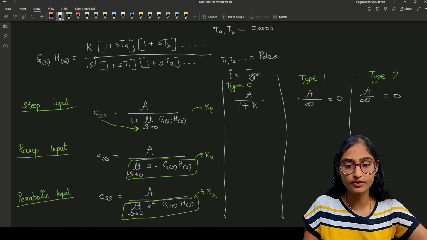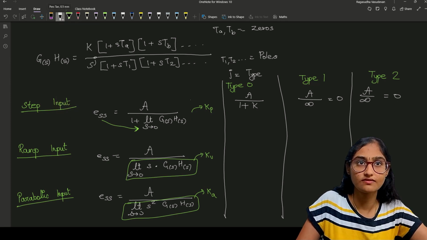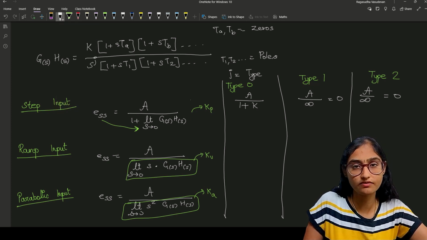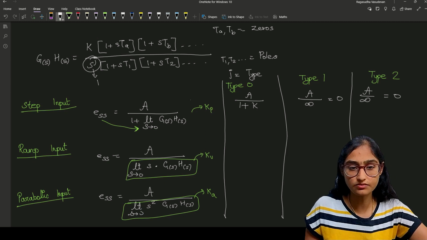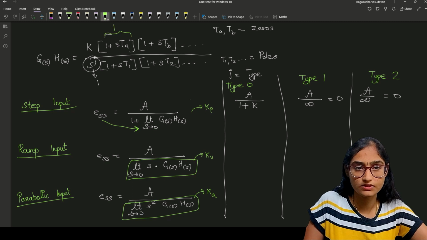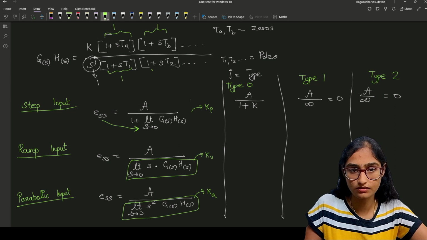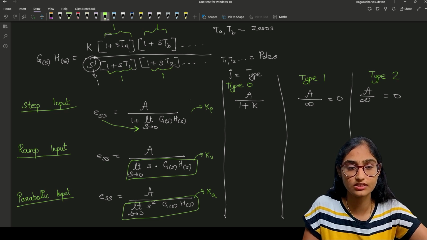For a ramp input, let us consider a type 0 system. For a type 0 system, the value of j is 0 and hence s power 0, anything power 0 is 1. So this term will be 1 for a type 0 system. So for a type 0 system, this is 1, this is also 1, and this is also 1. So this is k divided by 1, which is k. G of s, h of s value is k.